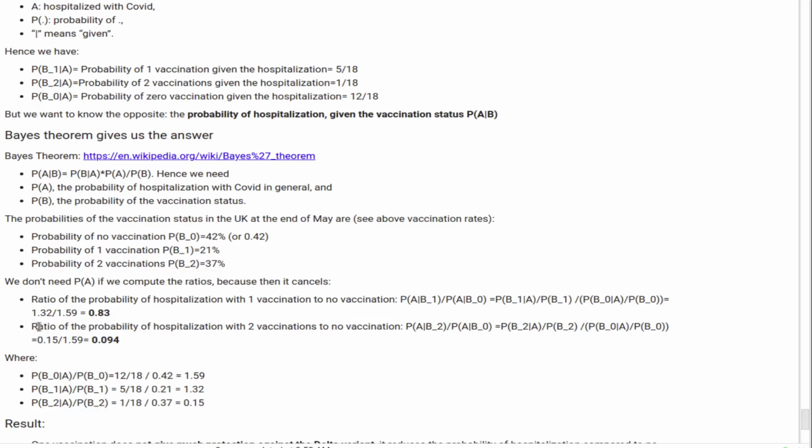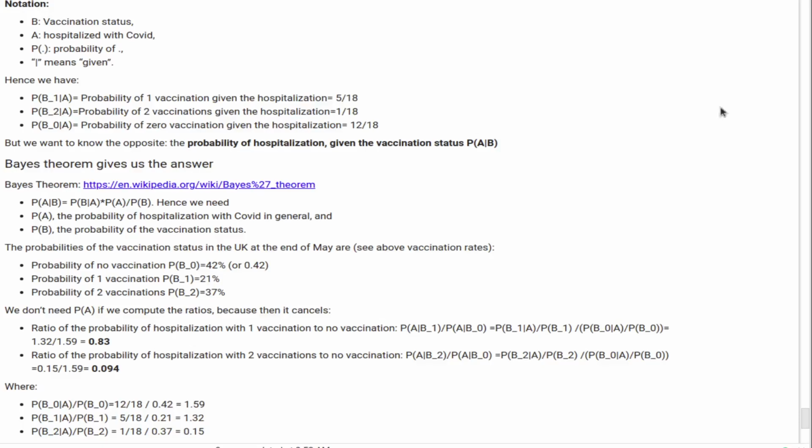Then, interesting is also the next point. Here I'm comparing hospitalization with 2 vaccinations compared to no vaccination, and I get a 0.094. And this is a dramatic difference, right? Compared to 1.0, which would be no difference, here we have a big difference. So in percent, it would be, instead of 100%, you just have 9.4%. So an over 90% reduction in the likelihood of hospitalization. So 2 times vaccinations really help also against the Delta variant.